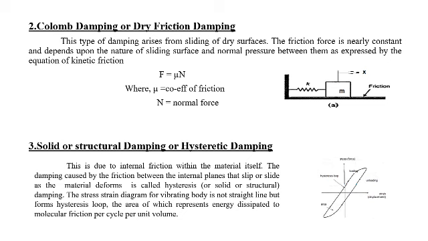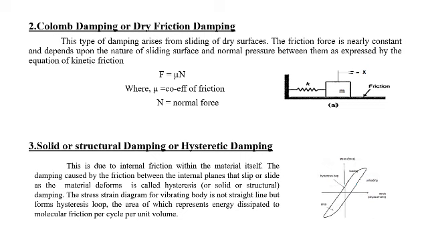In that diagram also you can observe that a spring is connected to the displacing mass, and that mass is mounted on a dry surface. So what is Coulomb's damping? This type of damping arises from the sliding of dry surfaces.